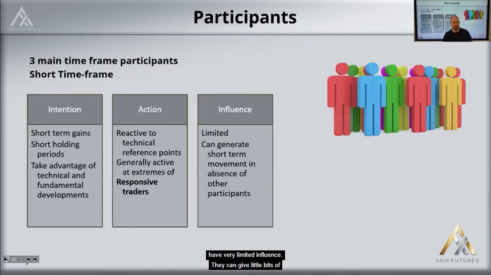They have a very limited influence. They can give little bits of movement. If you lack other time frame participants, then short time frame traders can have a greater degree of impact. Typically, one of the ways that you will see this is you will see a market that does very obvious things. It's probably the best way to put it. The kind of textbook things markets do. The reaction to levels, the reaction to clear reference points within a profile. That's the kind of bit that you're looking at when you see short time frame traders. And because there's an absence of anybody else, short time frame traders will all mass into certain clear reactive trades, and that will create directional movement.